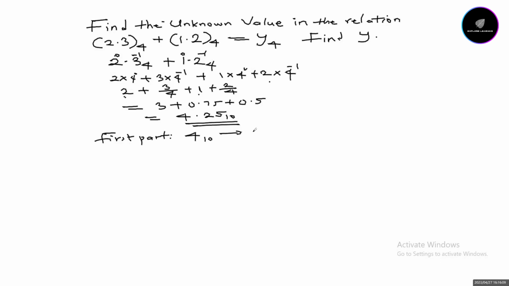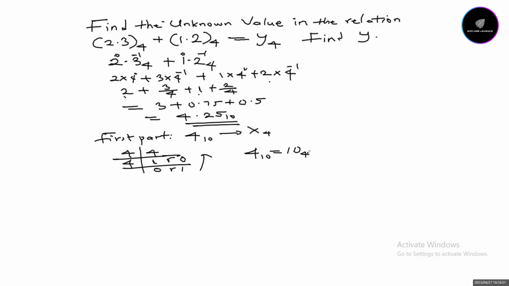So let's convert this to base 4. What we'll get is 4 divided by 4. 4 into 4 is going to be 1, remainder 0, right? 4 into 1 is impossible, so it's going to be 0, remainder 1. So we read the result from bottom to top. Therefore, 4 base 10 will be equal to 10 base 4.